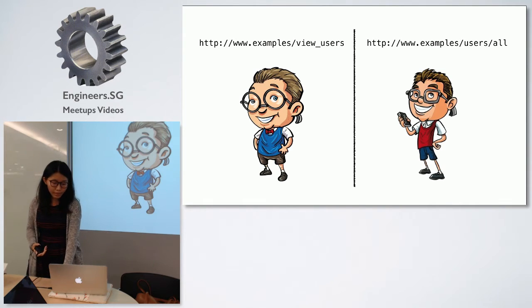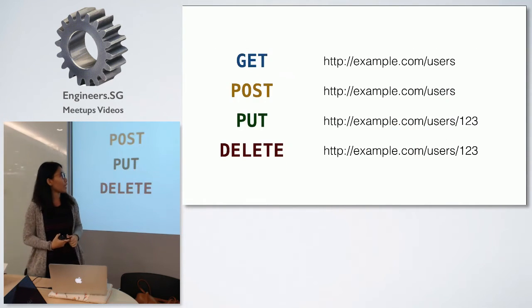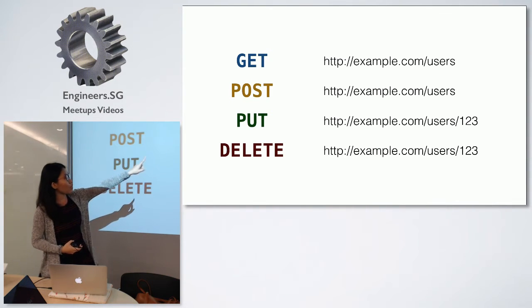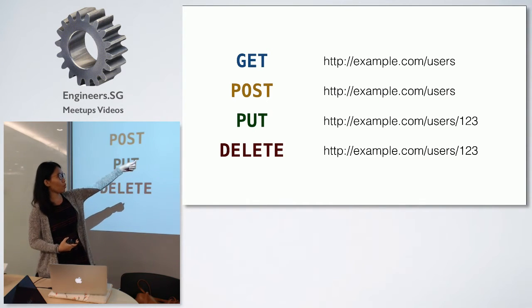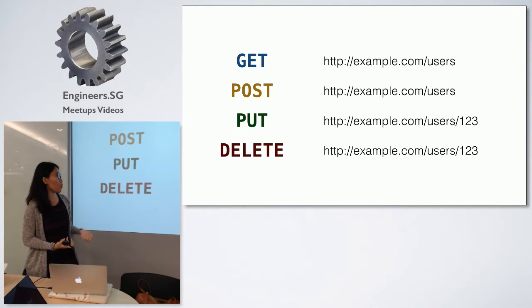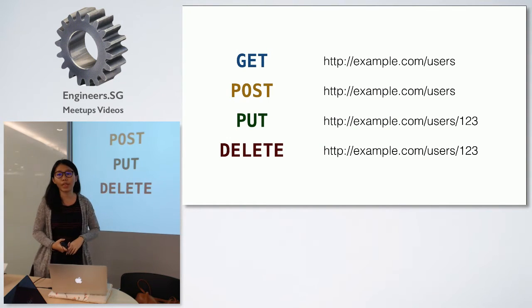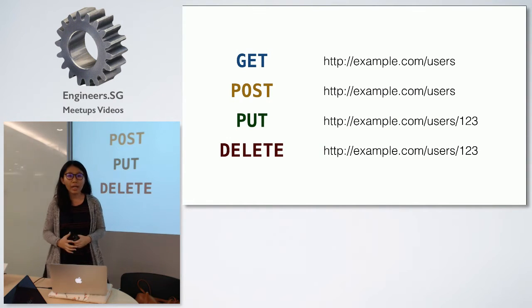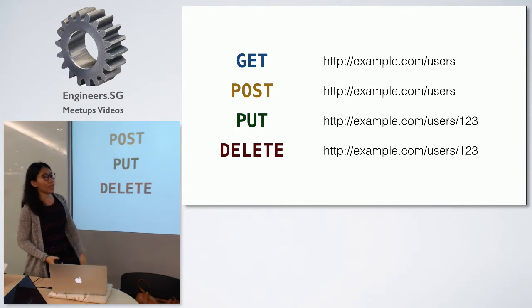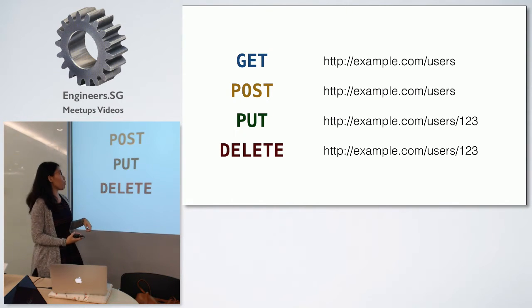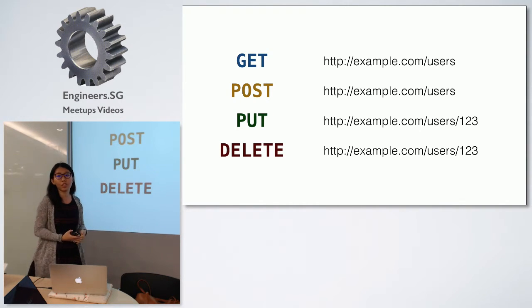By using REST, we can standardize it. For example, if you want to retrieve a list of users, the URL will be slash users. And if you want to refer to a certain ID, it will be users slash 123. Later on, I'm going to demo a bit of this. Get, post, put, delete, if you're not familiar with them, are used to perform the CRUD actions that I mentioned just now.